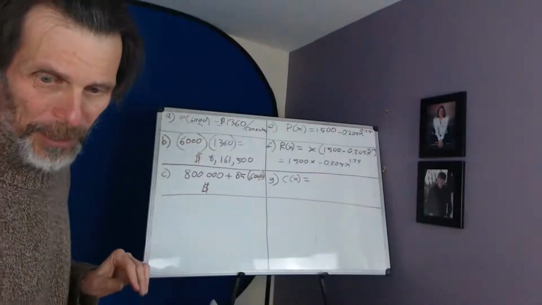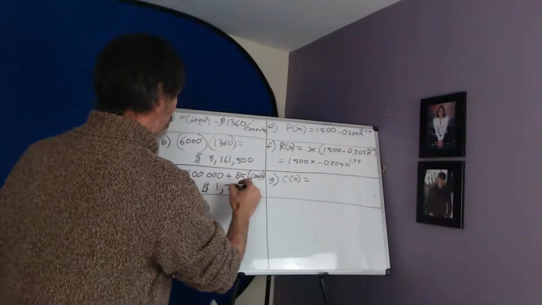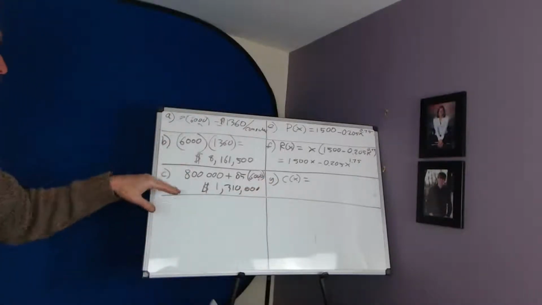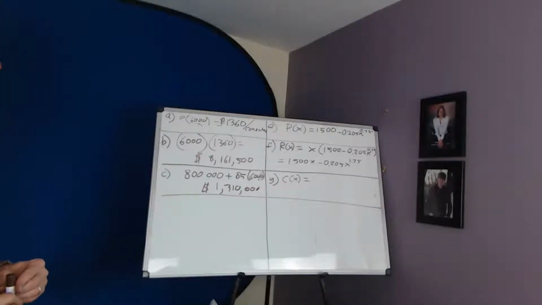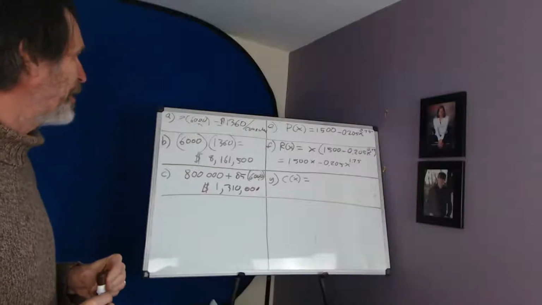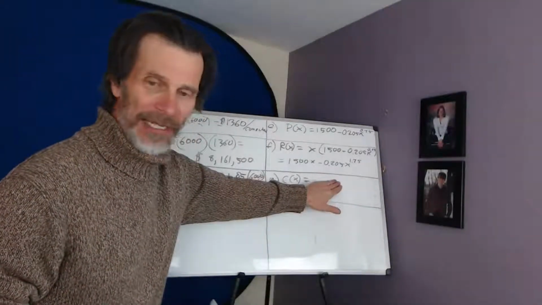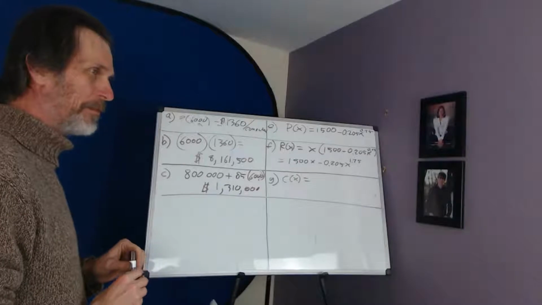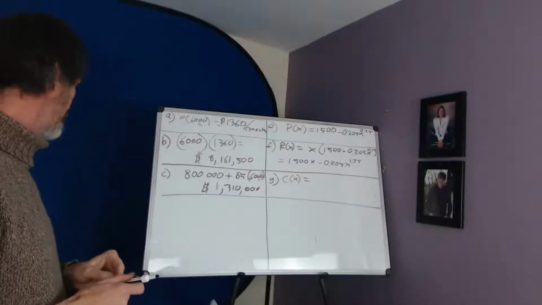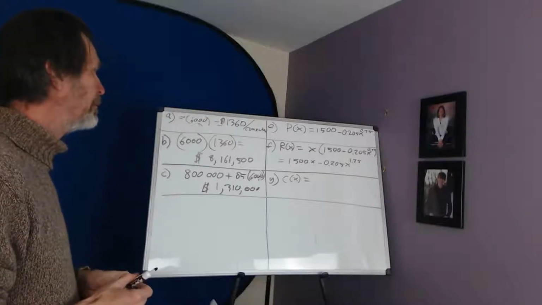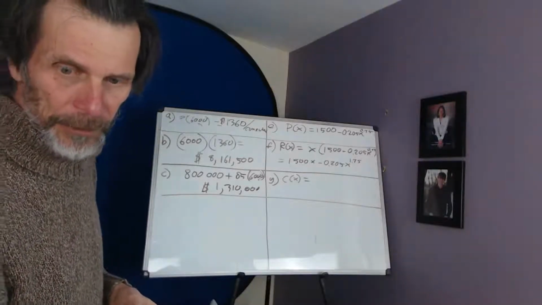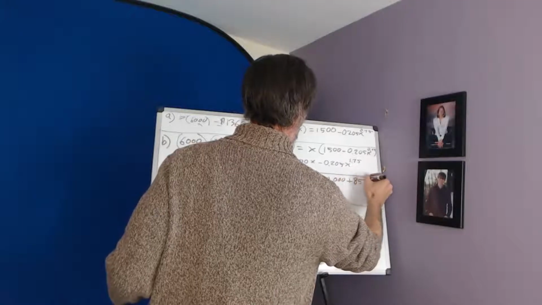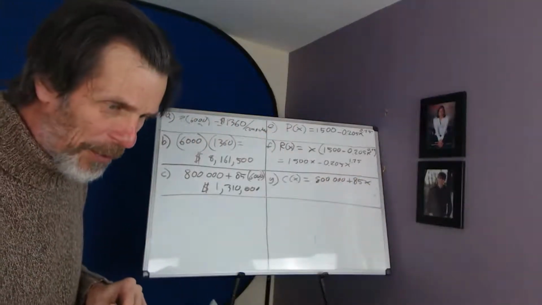Oh, so that's 1,310,000, good. So if we make 6,000 computers a year, that's going to be our total cost, a little over, I guess, 1.3 million. If we manufacture X computers per year, what would go right in there? Sure. 800,000 plus 85x. Now what we were assigned to do in this problem is find the profit.